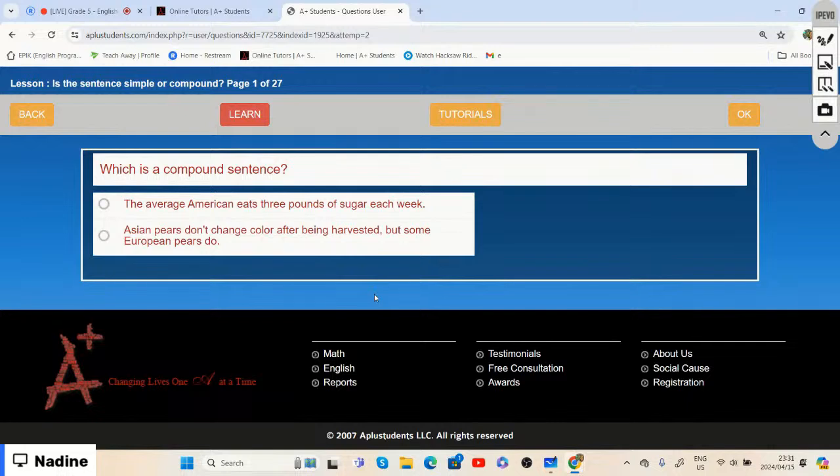All right, if we go to the test, it says which is a compound sentence. Is it the first one, which says the average American eats 3 pounds of sugar each week? Or is it option two, which says Asian pears don't change color after being harvested, but some European pears do? Which option shows a compound sentence?